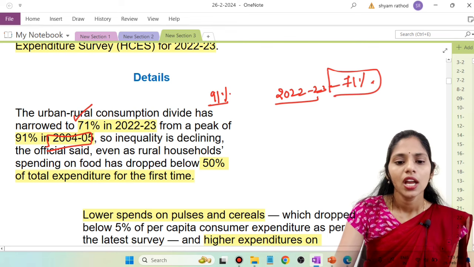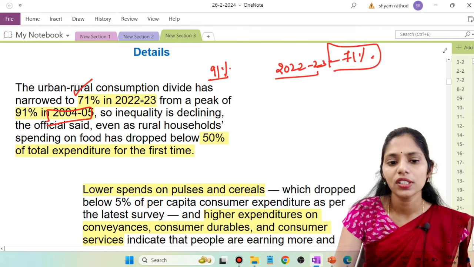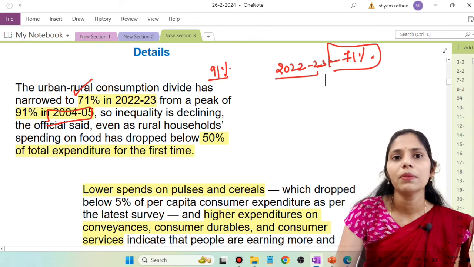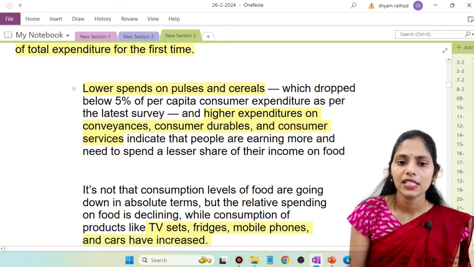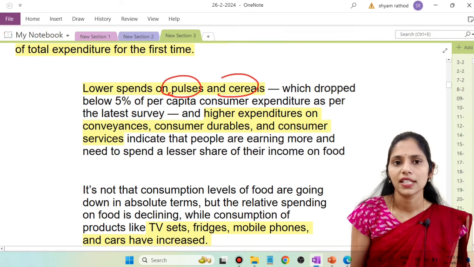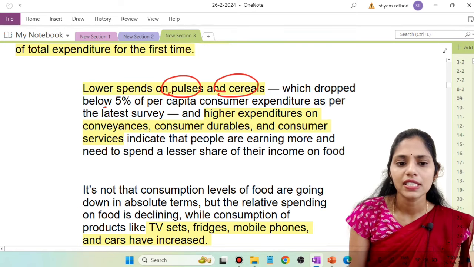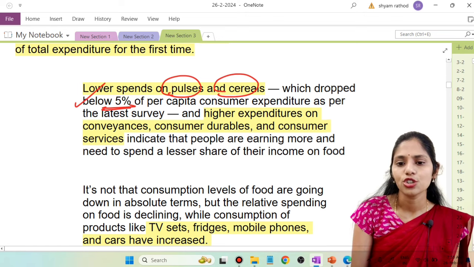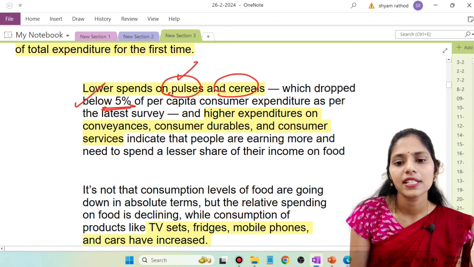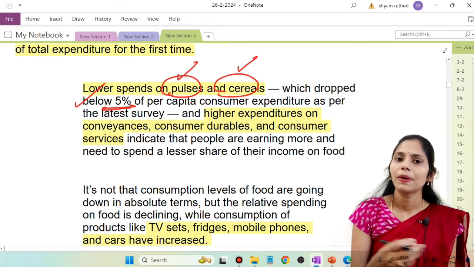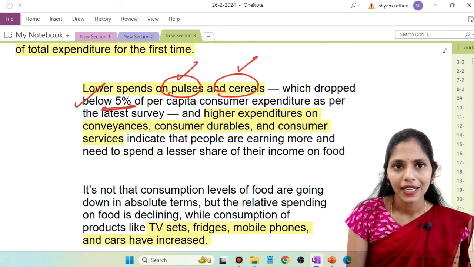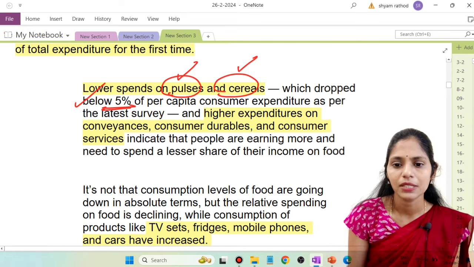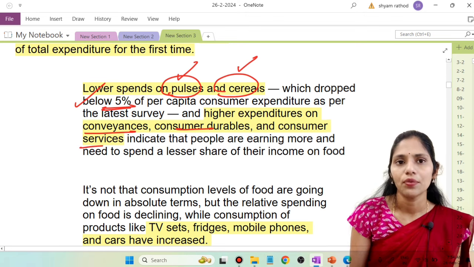Even rural household spending on food dropped below 50% of total expenditure for the first time. There is also lower spending seen on pulses and cereals, and a 5% decrease in per capita consumer expenditure on pulses and cereals. Rather than spending on food, people have started spending their money on higher expenditures on conveyances, consumer durables, consumer services, etc.